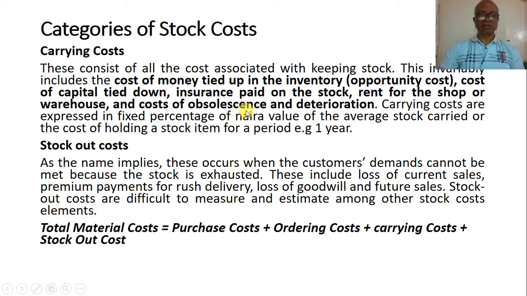Let's look at the other categories. Carrying cost. What do we mean by carrying cost? This cost consists of cost associated with keeping of stock. This invariably includes cost of money tied down in the inventory. So there is the opportunity cost of tying down money in the organization as part of your inventory. Number two is also the actual cost of the capital that you also tie down, which is also part of the carrying cost. Insurance paid, rent for the shop or warehouse, the cost of obsolescence and deterioration.